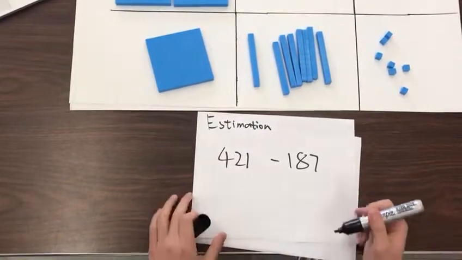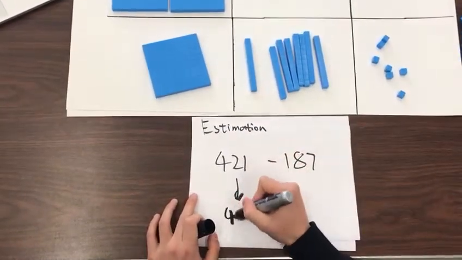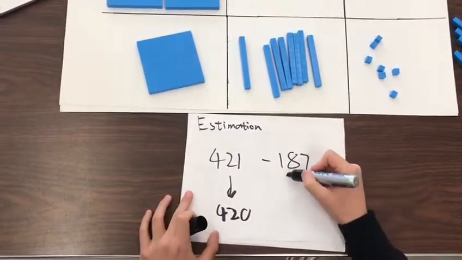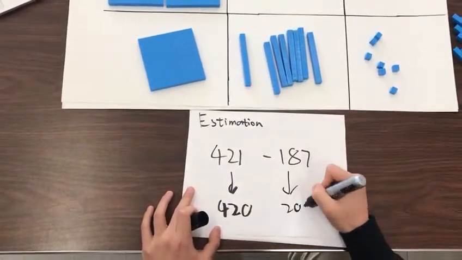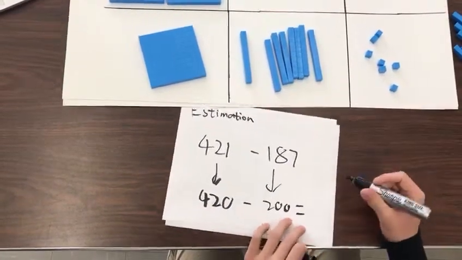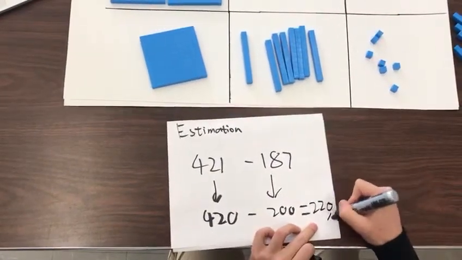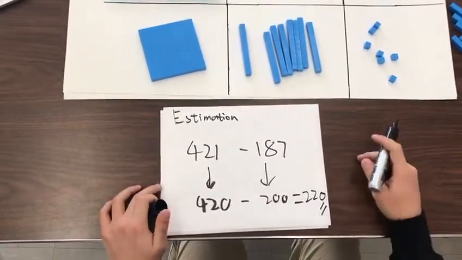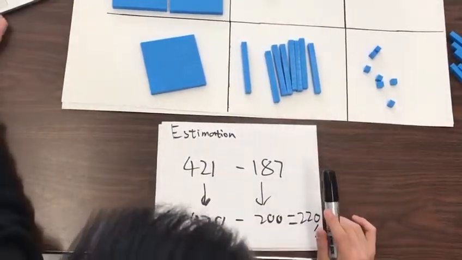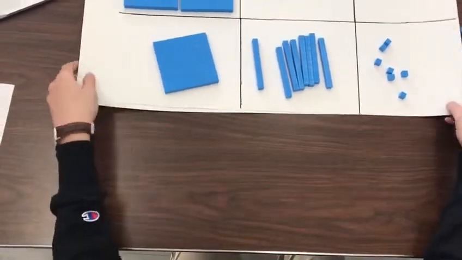For example, when I first saw 421, I'll think of 420. And I will round up 187 to 200. So the solution of this equation will be 220, which means that our final solution will be around 220. So next, we can use the base 10 blocks strategy to solve this problem.